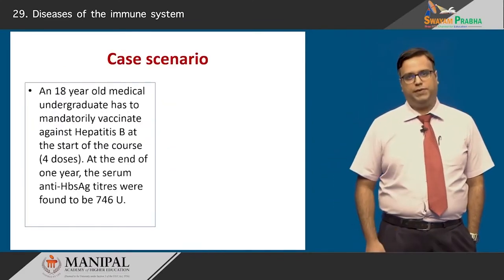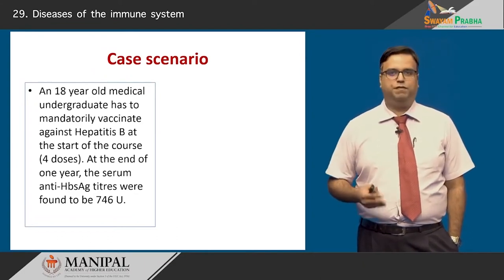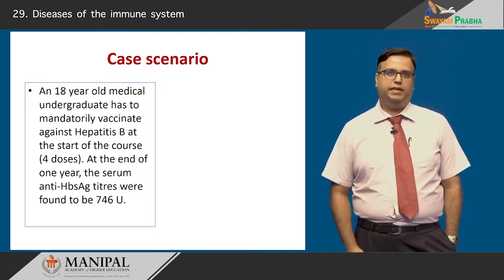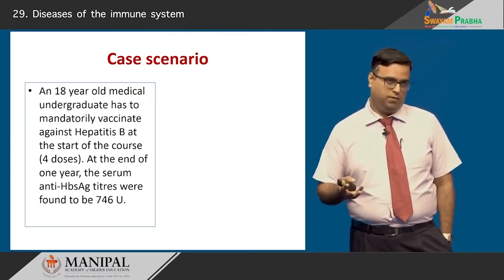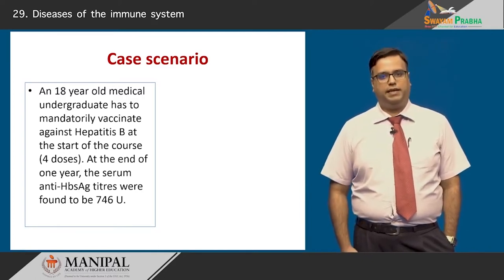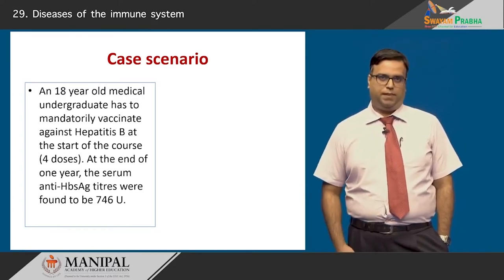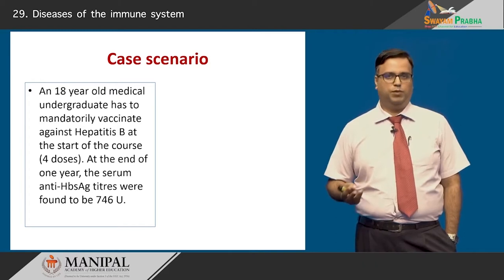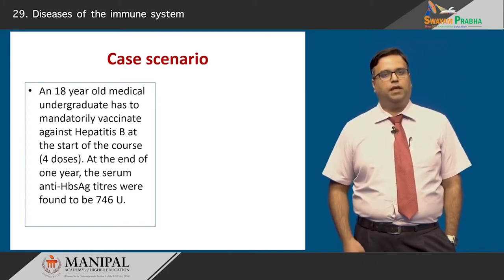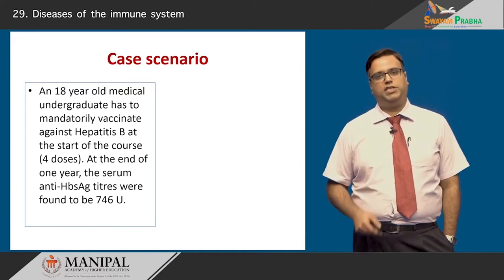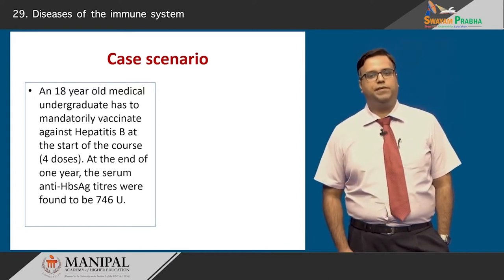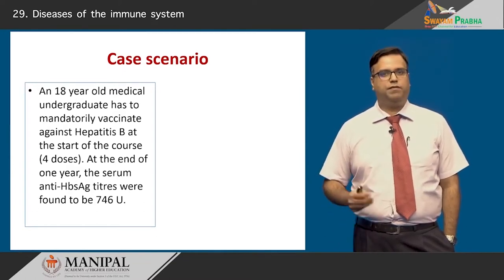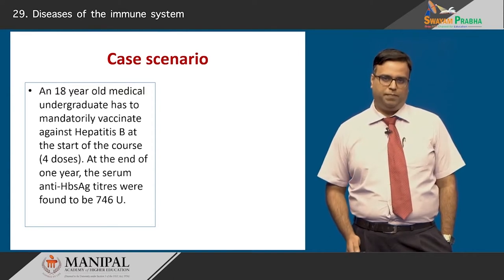Now, let us take a couple of case vignettes to understand better the physiology of these cells and how they partake in the immune process. Take the scenario of an 18-year-old medical undergraduate who has to mandatorily be vaccinated against hepatitis B at the start of their course. As we understand, the primary course is 3 doses and then 2 boosters. At the end of 1 year, the serum anti-HBs antigen titers were found to be 746. More than 10 is considered to be protective. Here it was 746, certainly no case for worry.